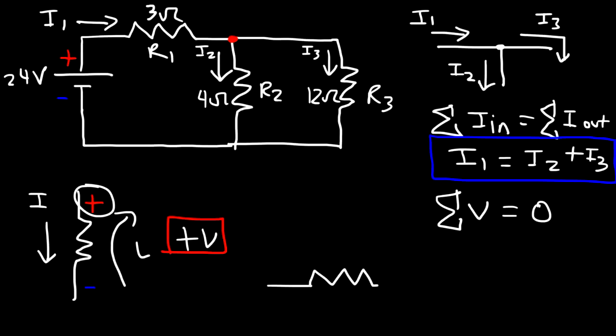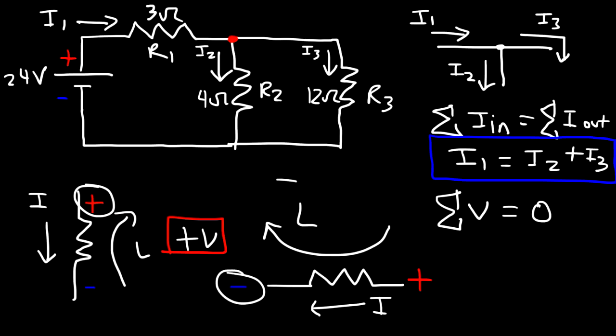Now let's say we have a resistor and the current is flowing in this direction. Using the loop rule, we're traveling in this direction. Will this be associated with a voltage drop or a voltage lift? We know that current flows from positive to negative. So we're traveling towards a low potential. So this will be associated with a voltage drop.